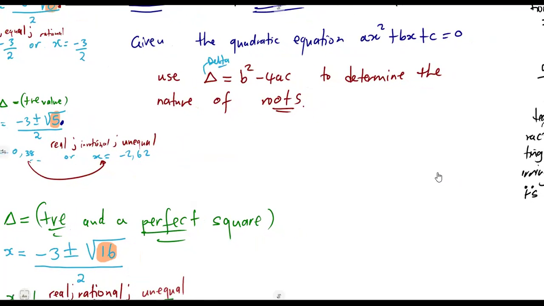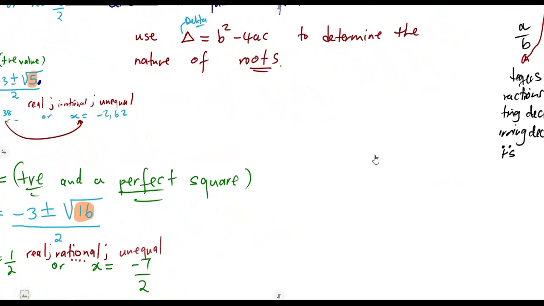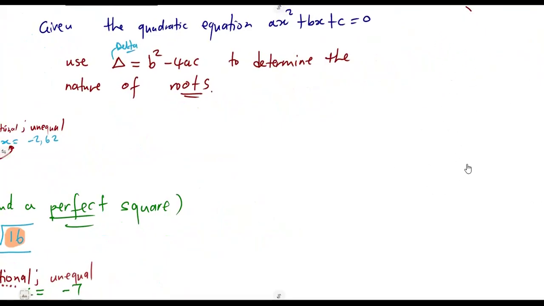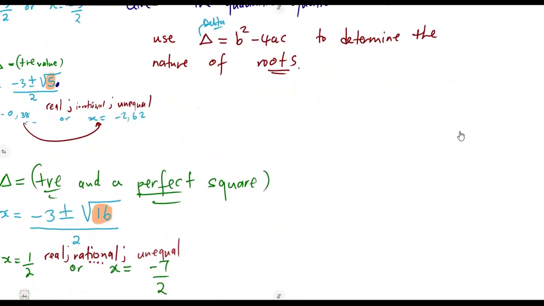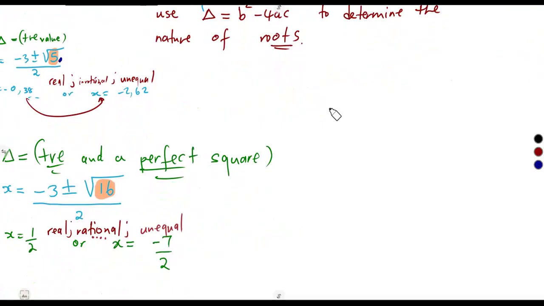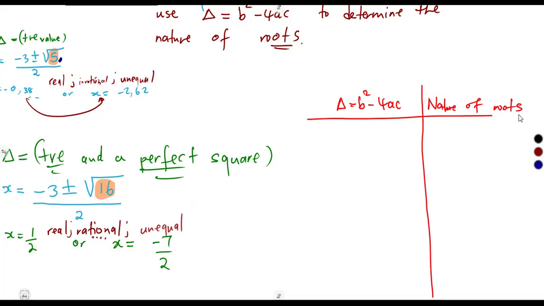Let us just have our conditions, like a summary. All right, let me put it this way. I'm just going to have a summary, guys, about this nature of roots. So we're going to have the part of delta, which is equal to b squared minus 4ac, giving us the nature of roots.